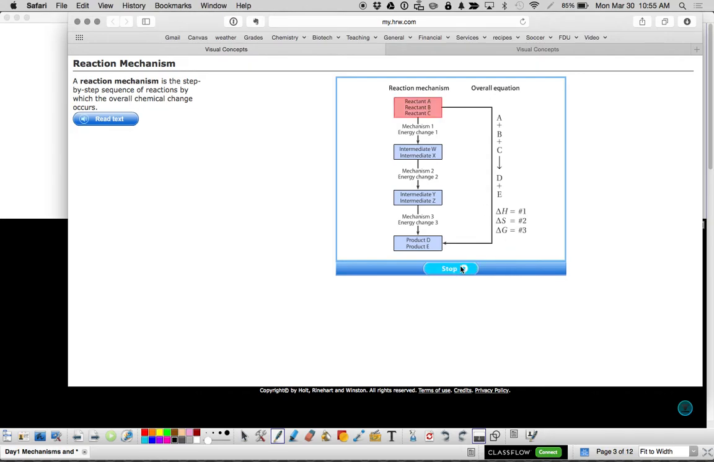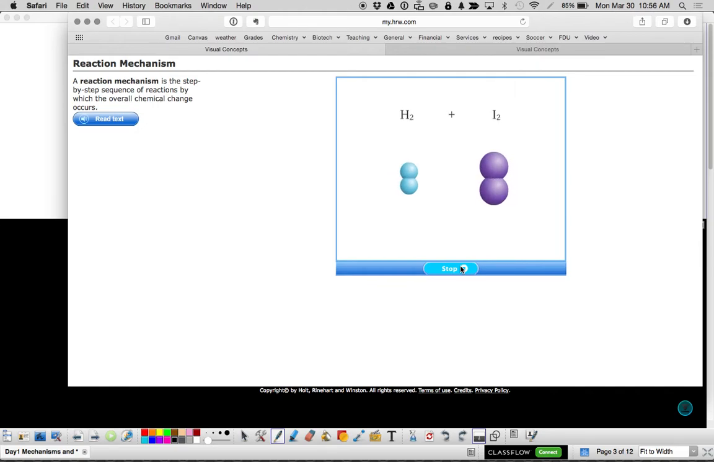A reaction mechanism is a description of the molecular interactions and energy changes that take place during a reaction. The sum of all these changes produces the overall reaction equation. These descriptions usually cannot be determined directly and are therefore theoretical constructs developed using various types of experimental evidence. A good example of a reaction mechanism is the formation of hydrogen iodide.